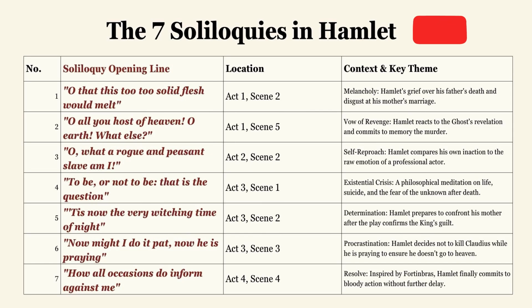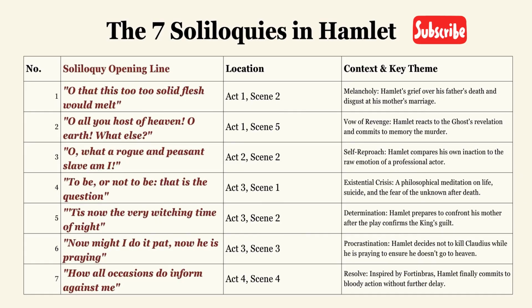The fifth soliloquy occurs in Act 3, Scene 2, 'tis now the very witching time of night. This happens before he goes to his mother's bedchamber. The sixth soliloquy, now might I do it pat, now he's praying, occurs in Act 3, Scene 3. This is the procrastination soliloquy.